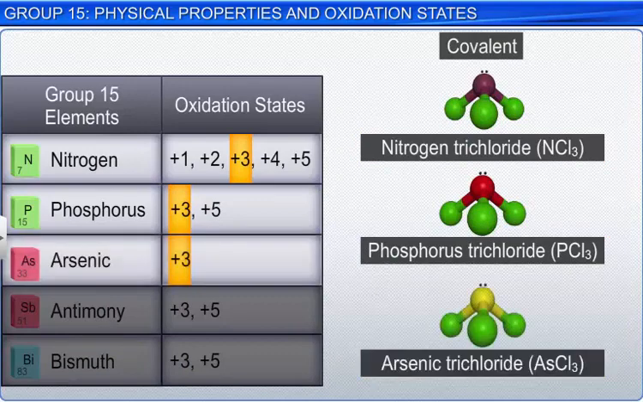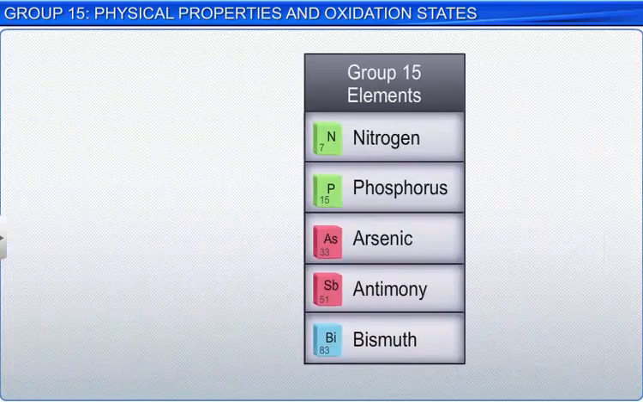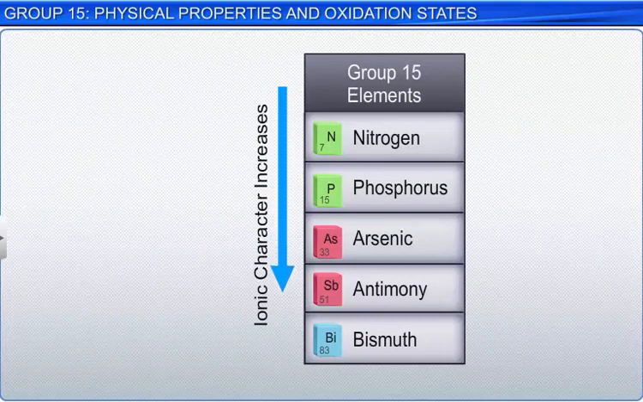In other words, the ionic character increases from nitrogen to bismuth due to the increase in the metallic character of group 15 elements. We can thus conclude that in group 15 elements, the covalent character decreases from nitrogen to bismuth.